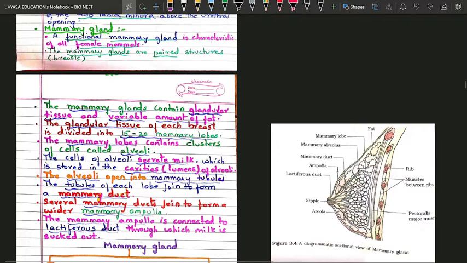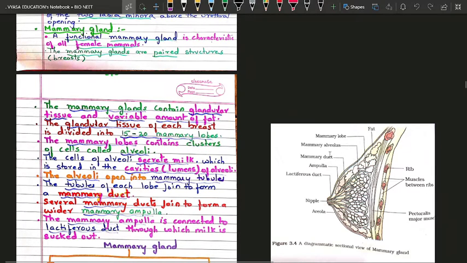So where is the milk secreted? The cells of the alveoli secrete milk. Just remember, which is important, it is stored in the cavities, that is the lumens of the alveoli. Okay, where it is stored? Secretion, cells of the alveoli. Stored, it is stored in the cavities of the alveoli.